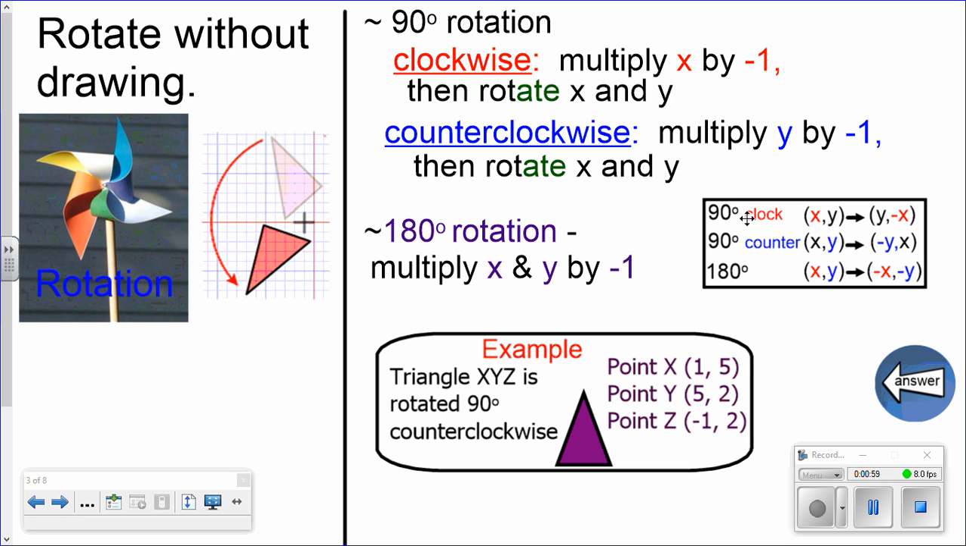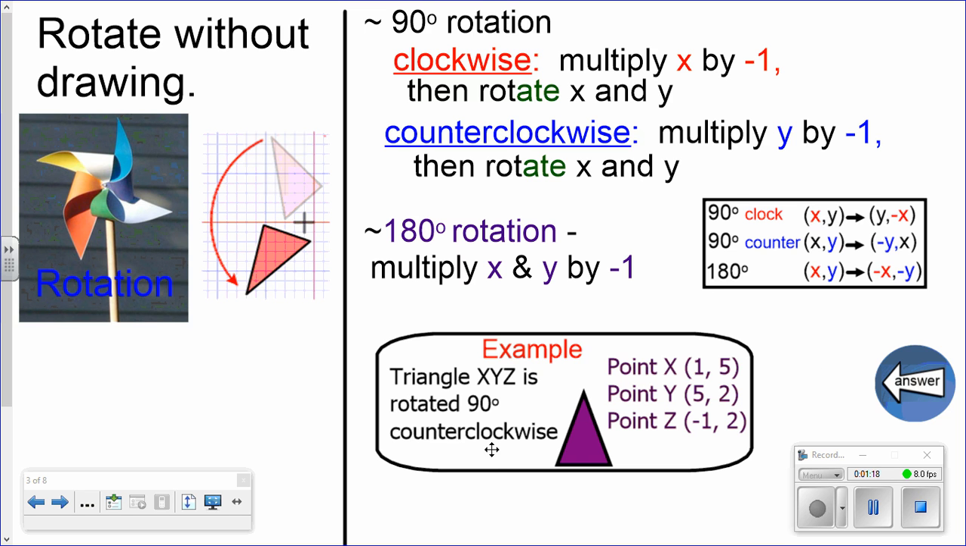So the rule kind of looks like this. The clockwise, see how the x is multiplied by -1 and the y is first. Counterclockwise, the y is multiplied by -1 and the y is first. In 180 degree, they stay the same place, but they're both multiplied by -1.